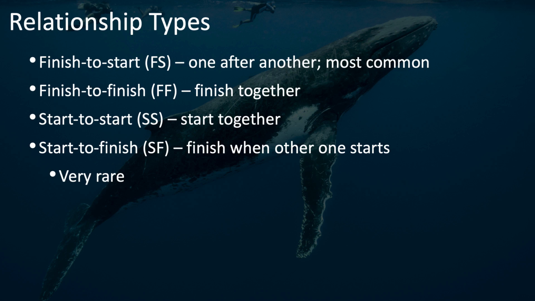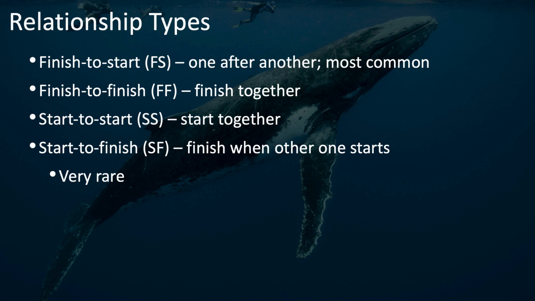In a schedule network diagram, there are 4 types of logical relationships between activities. The most common is the finish to start. This is when one task needs to be completed before the next one can begin. This is by far the most common type of relationship. Notice that the abbreviation for finish to start is FS.